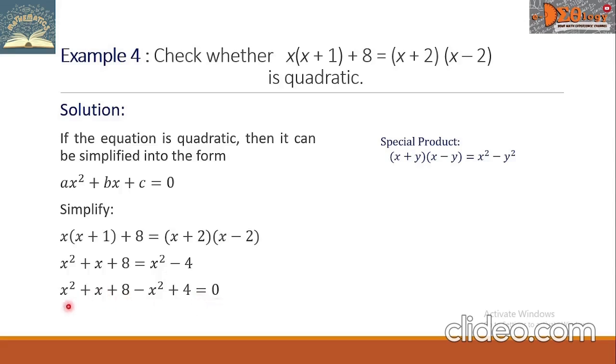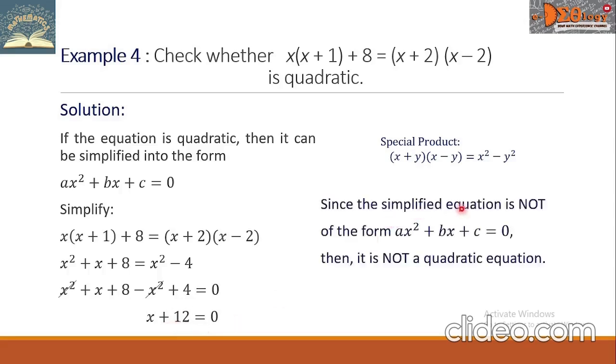Let us now combine like terms. We have here x squared and negative x squared that cancels each other. Then we copy this x down, and 8 plus 4 is positive 12 equals 0. Since the simplified equation is not of this form, then it is not a quadratic equation. In fact, we call this a linear equation.